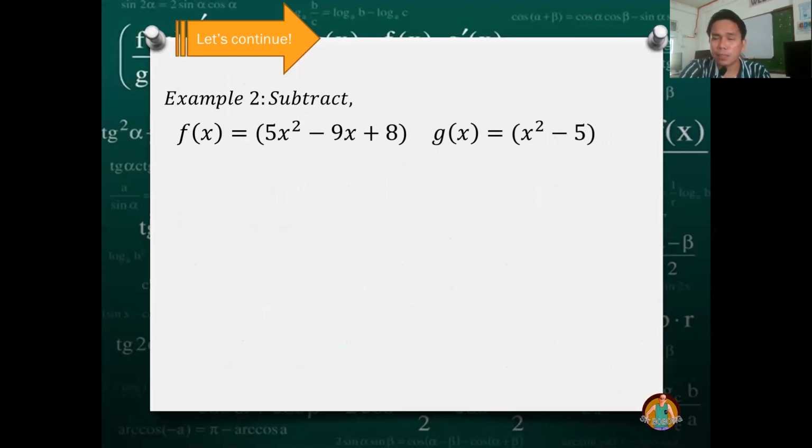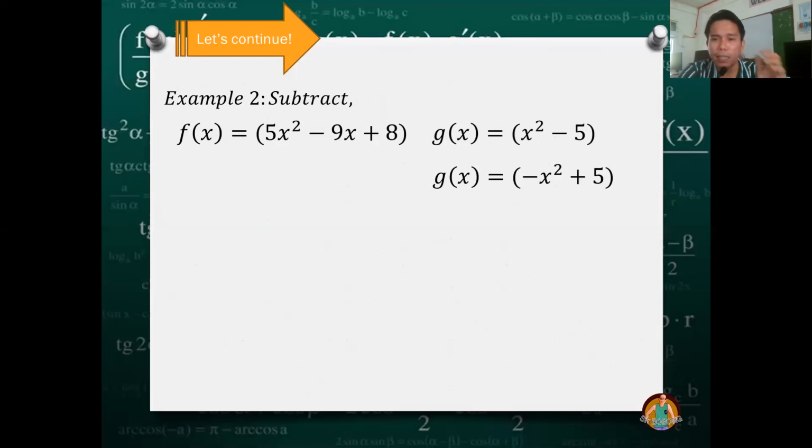So kapag subtraction, sine-change natin ang sign ng ating subtrahend. Ano yung subtrahend natin dito? That is g of x. So lahat ng sign ng kanyang terms ay papalitan. So magiging negative x squared plus 5.